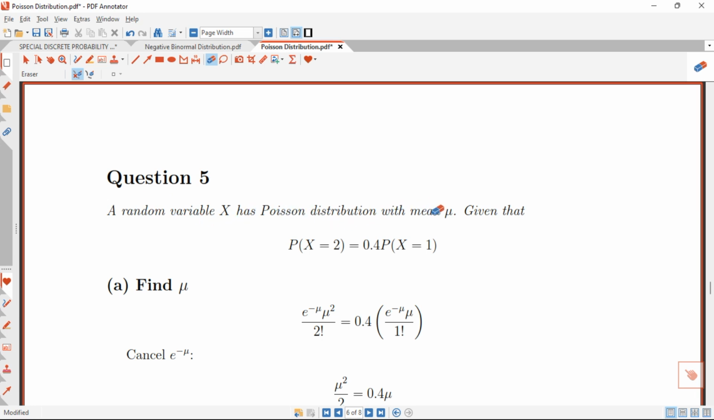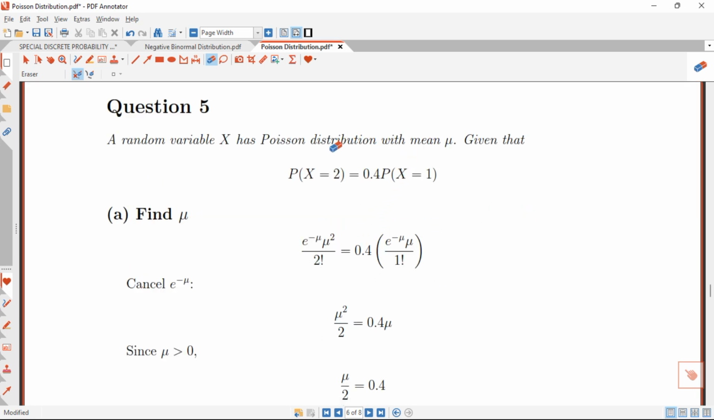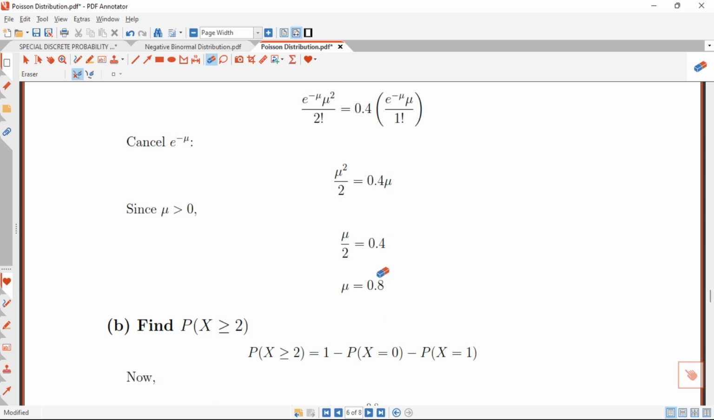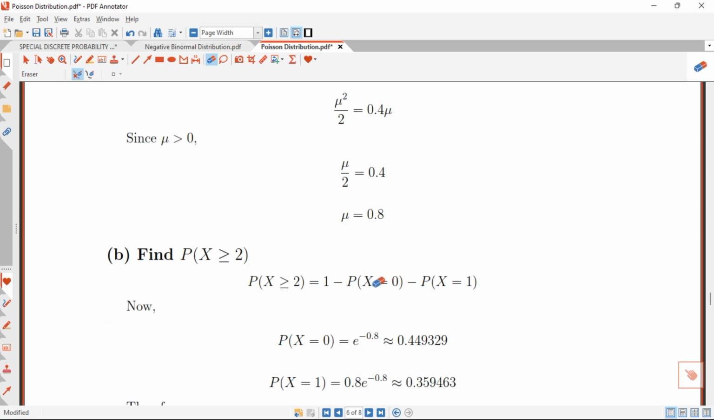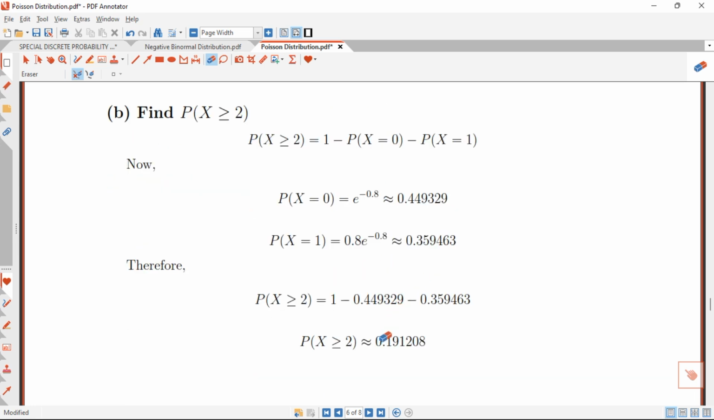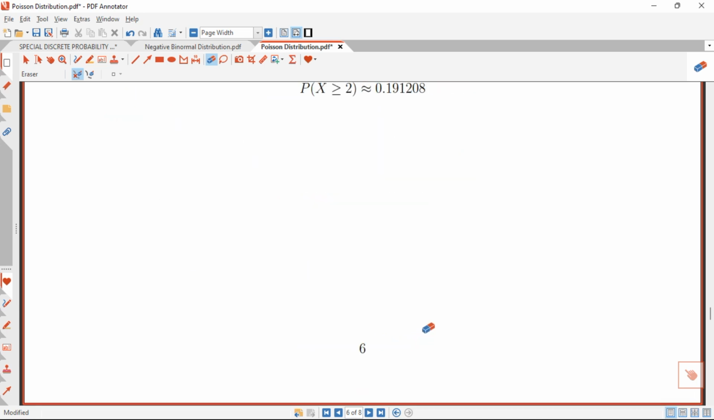Okay, and then question 5 says a random variable x has Poisson distribution with a mean mu. For that one, I've already walked you through one question of that, so I'll not waste much time finding the mu here. We'll go straight to the mu, which is 0.8, and then we solve this question. Once you solve it, this is how you can express it, and our final answer there would be 0.191208.